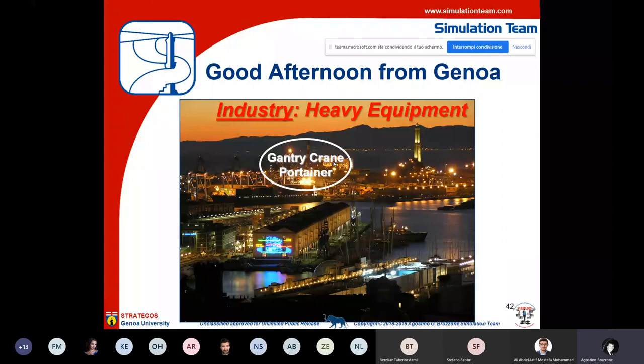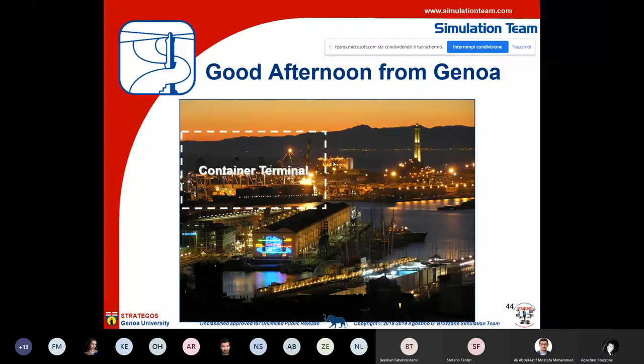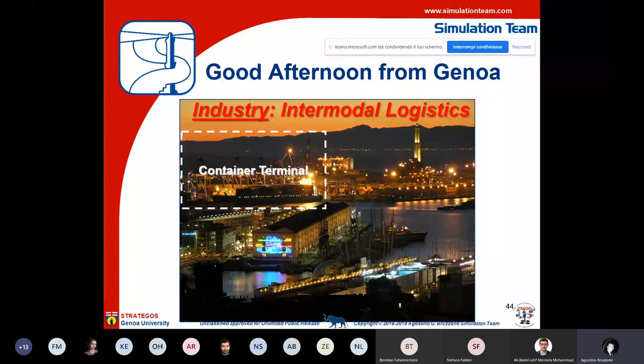I think there are 4. Then behind these big cranes, there are a little bit smaller cranes that still cost probably over 1 million. There are more of them, and they even require a strong part of automation. If we put all together, I have a terminal. A port terminal, in this case a container terminal, but it could be an oil terminal, a bulk terminal, general cargo, whatever, that makes intermodal logistics.